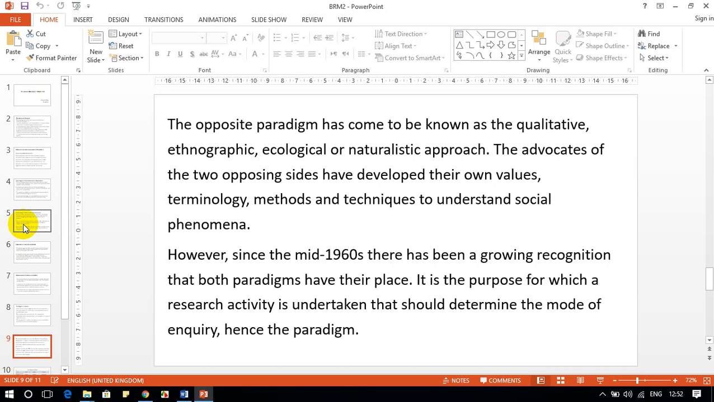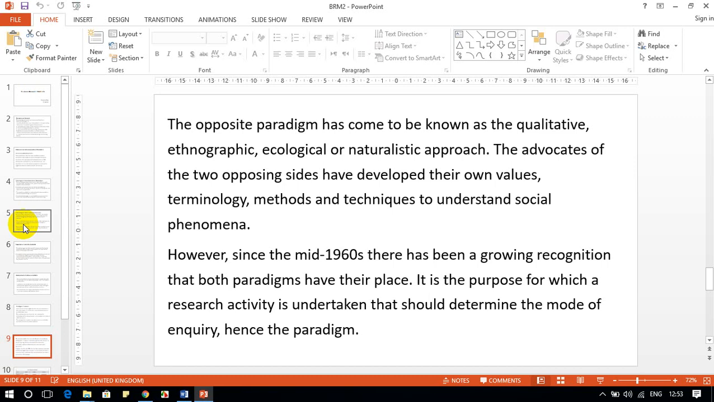That is called the positivist approach, and the opposite paradigm has come to be known as the qualitative, ethnographic, ecological and naturalistic approach. The advocates of the two opposing ideas have developed their own values, terminologies, methods and techniques to understand social phenomena. However, since the 1960s, there has been a growing recognition that both paradigms have their place.